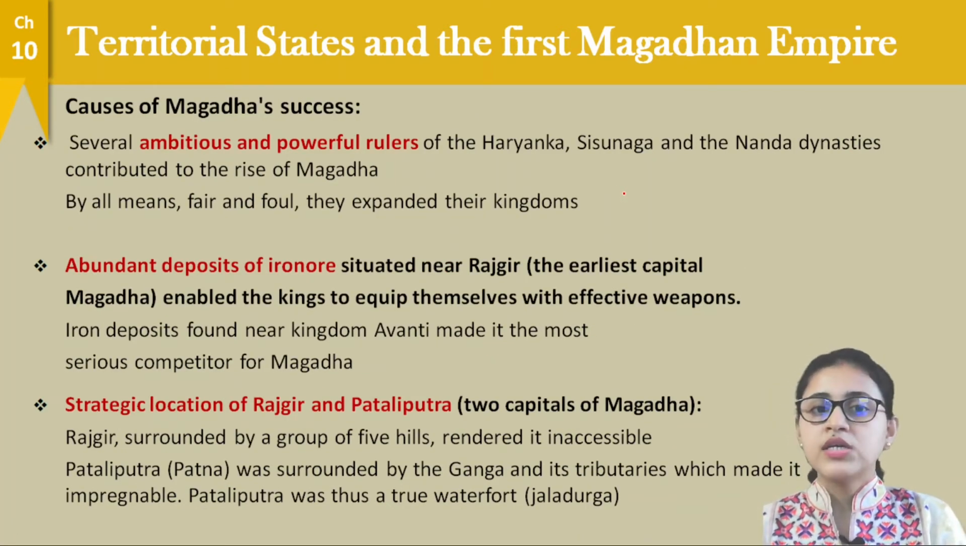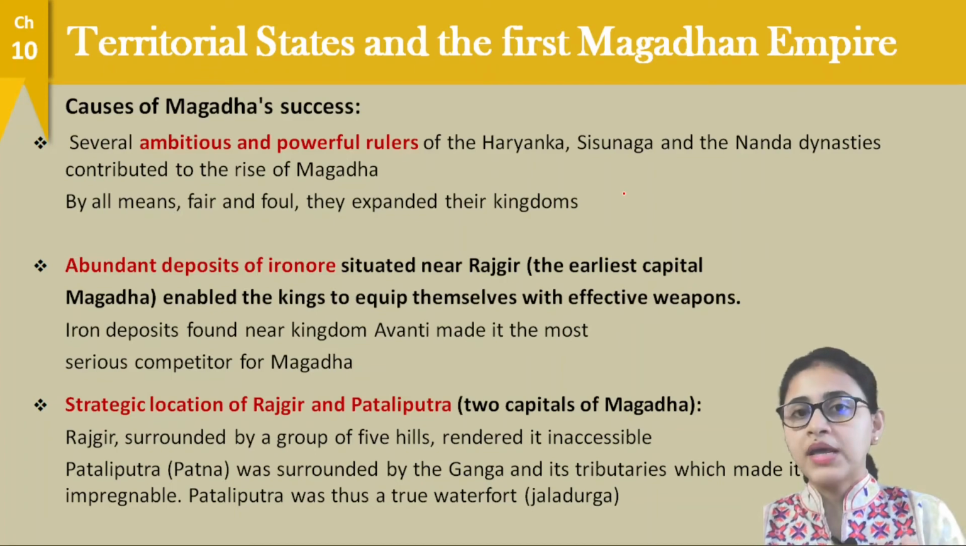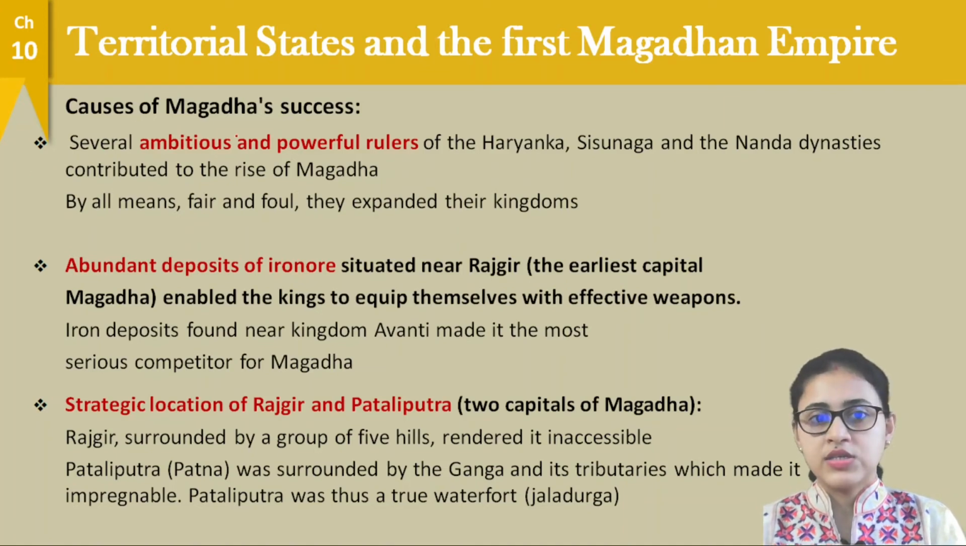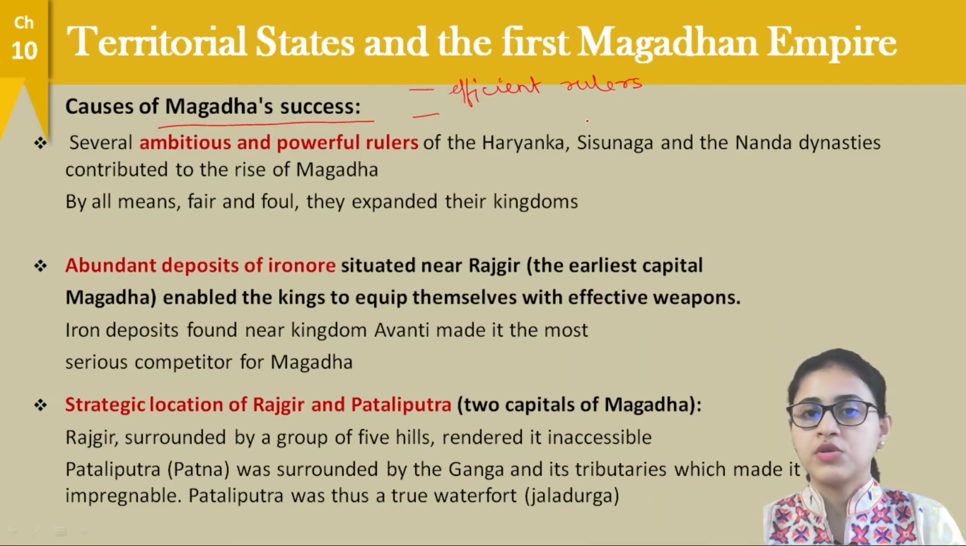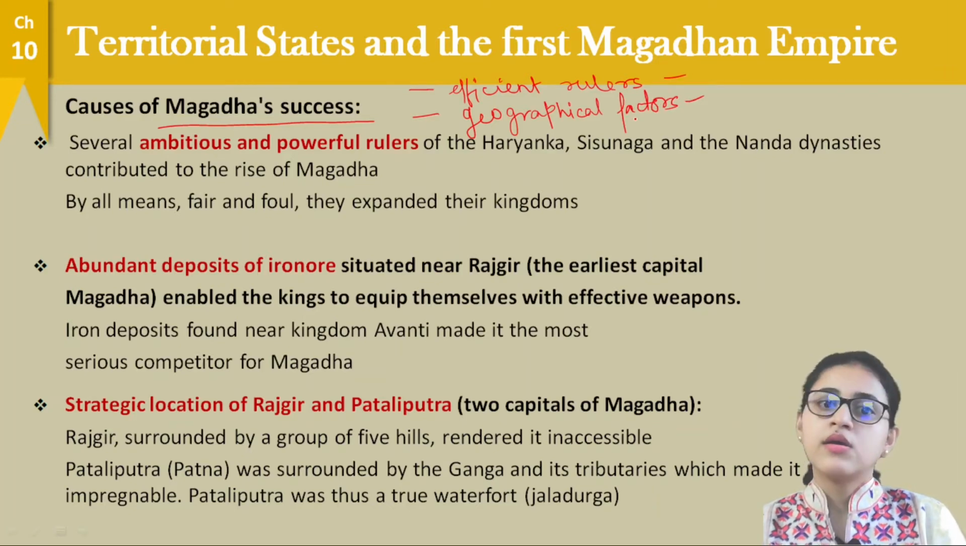Now we will discuss the causes or reasons which brought Magadha such fame and made it the most powerful kingdom. There are several causes of Magadha's success, which we can broadly divide into two parts. First is the efficient rulers of Magadha who belonged to different dynasties like Haryanka, Sishunaga and Nanda. Then the next is the location, or the geographical factors.